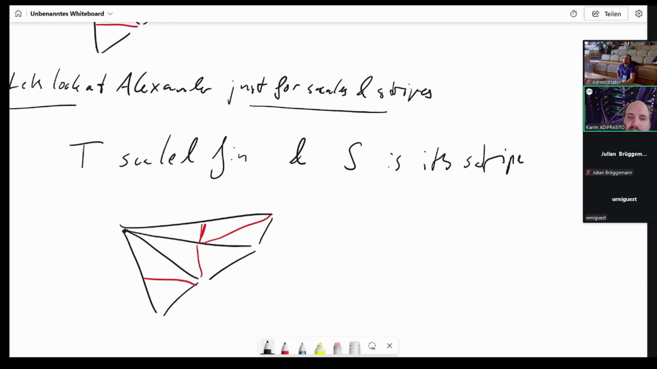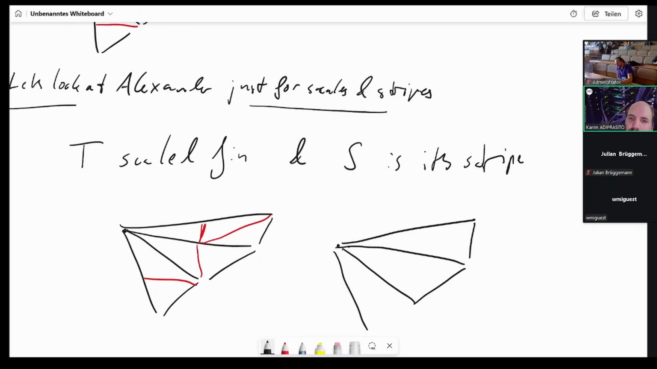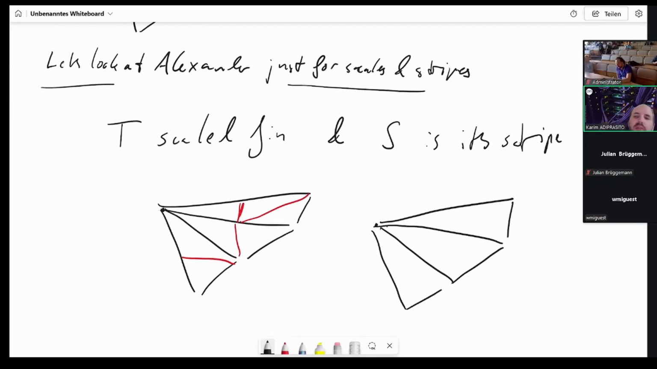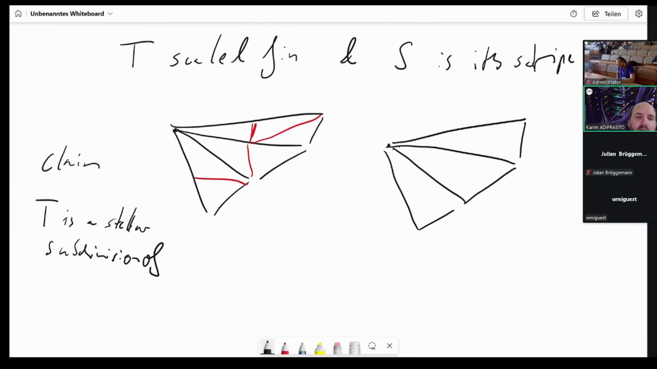And I have the associated stripe. And the associated stripe looks kind of similar. Okay, and now what I claim is that Alexander conjecture is actually kind of simple for this case. Claim: T is a stellar subdivision of S.